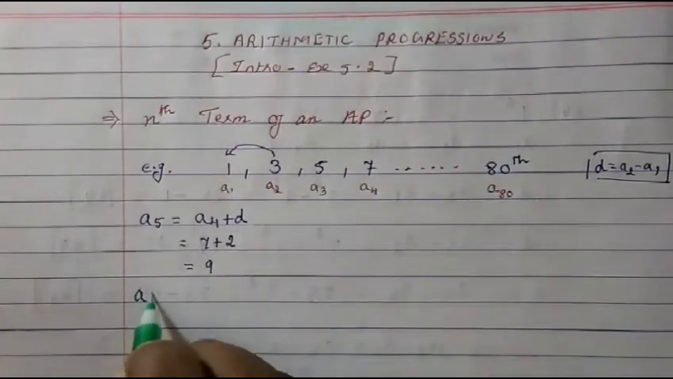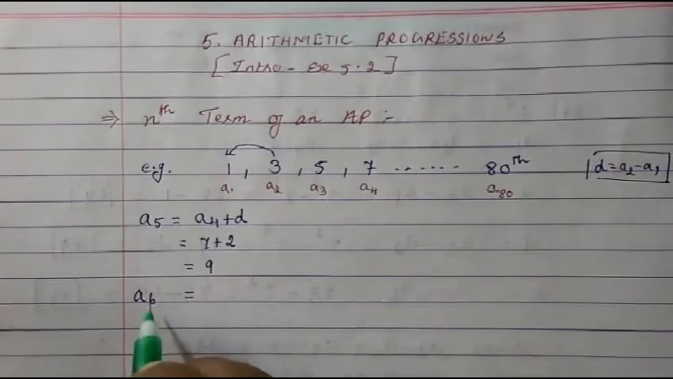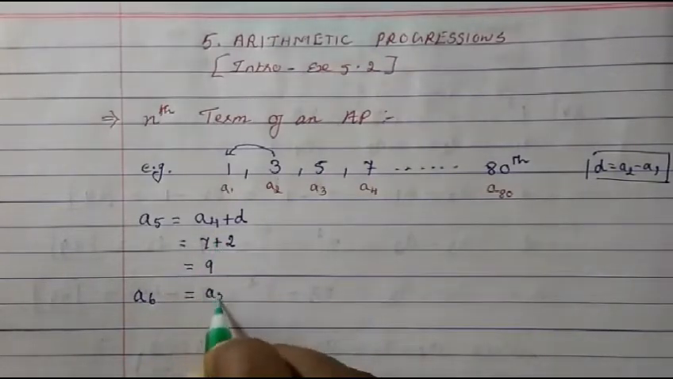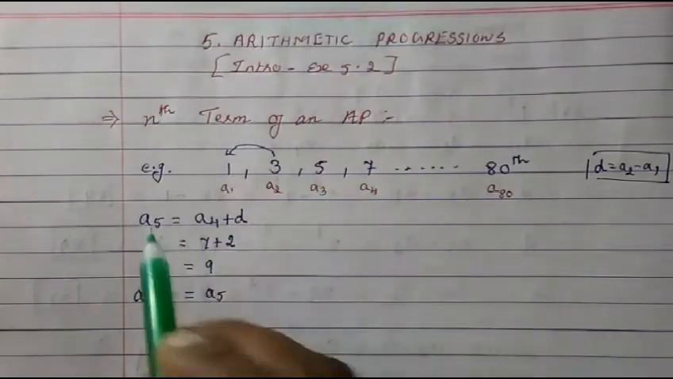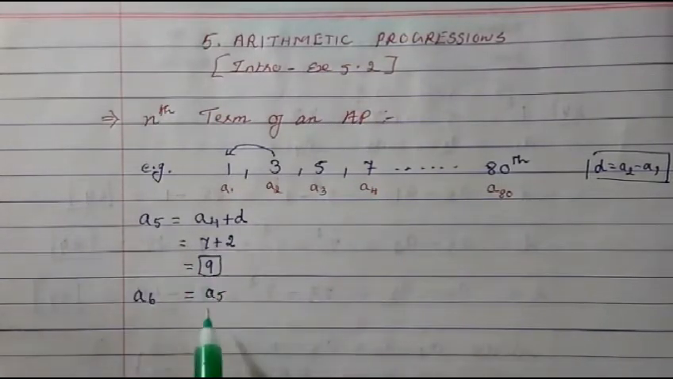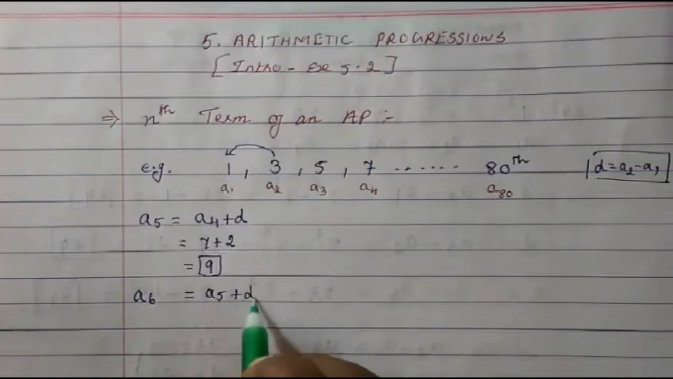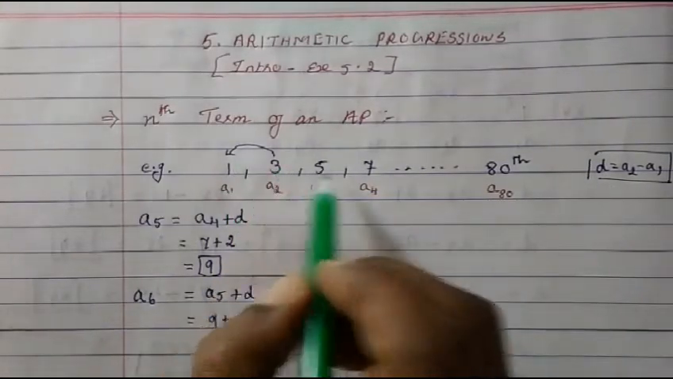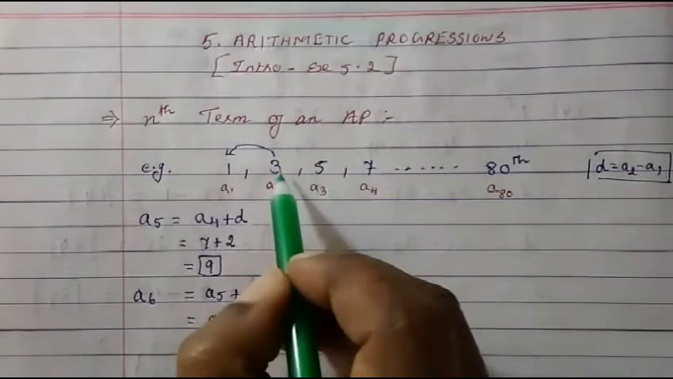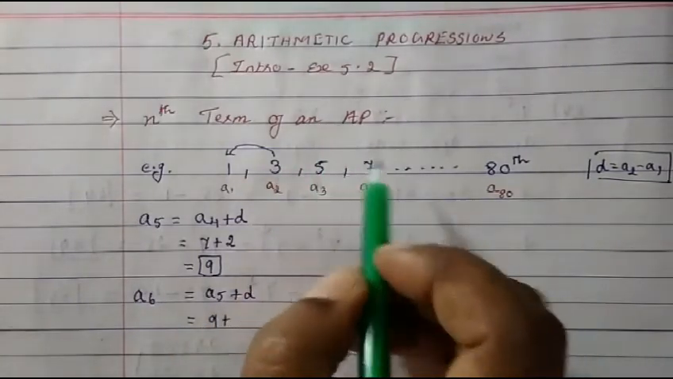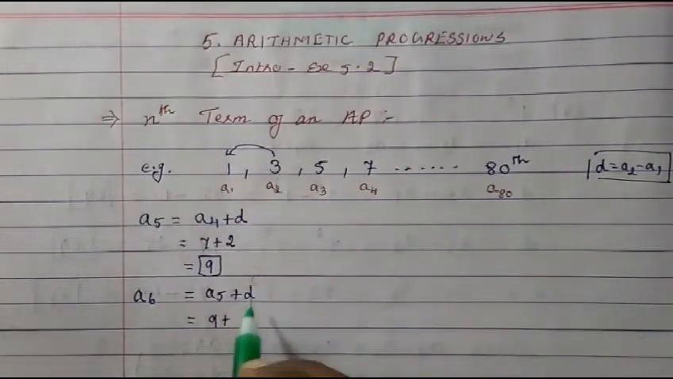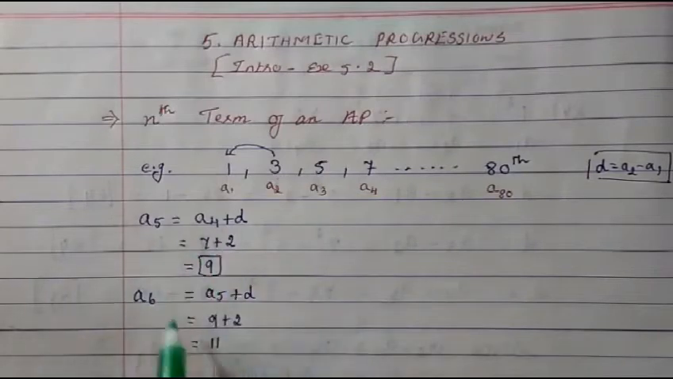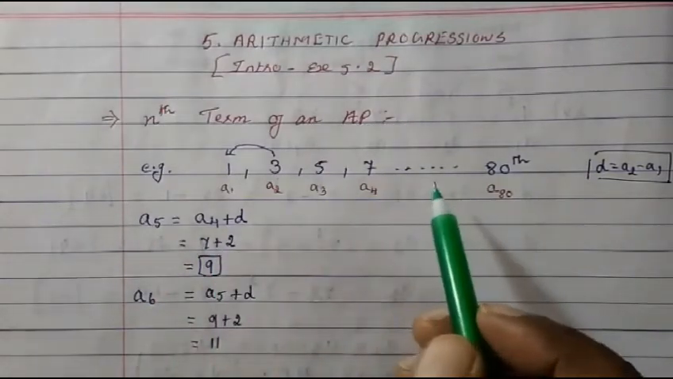In the same way, if you want to get A6, what is the meaning? It is with A5, the previous one, right? A5 we have as 9. So with the previous one, A5 plus D, we have to add. A5 is 9 plus D. D we said is 3 minus 1, 2. So everywhere the difference is 2. 5 minus 3, 2. 7 minus 5, 2. 9 minus 7, 2. So the D value is 2. Then 9 plus 2, 11. That's how we find the next terms, right?